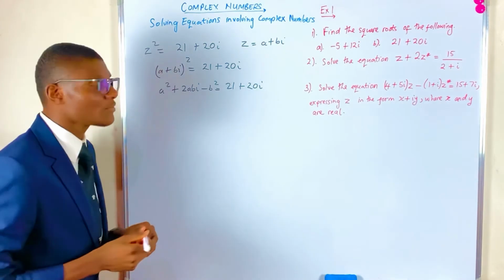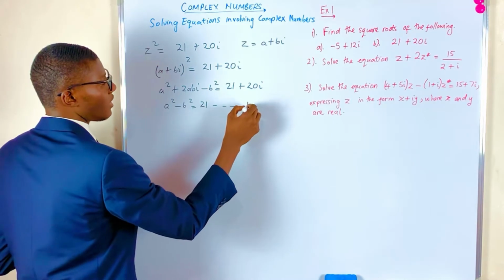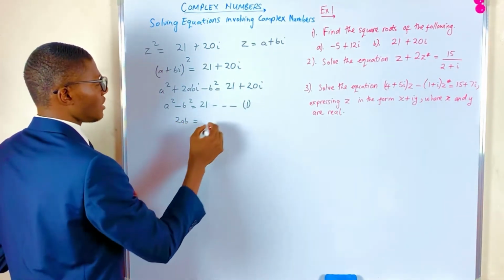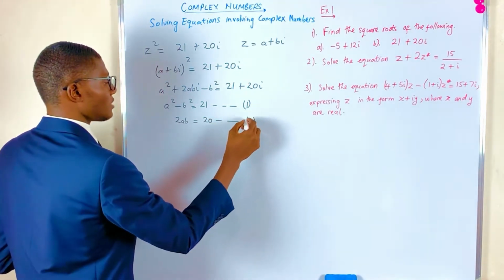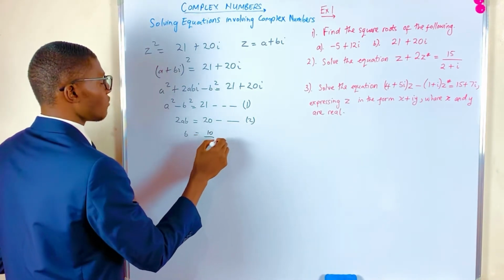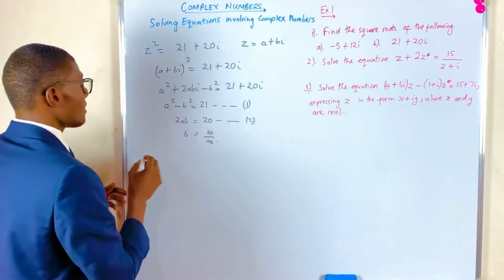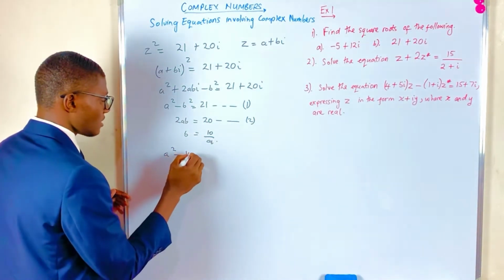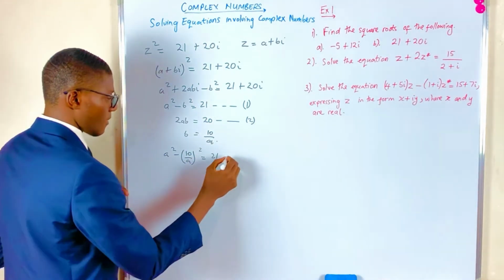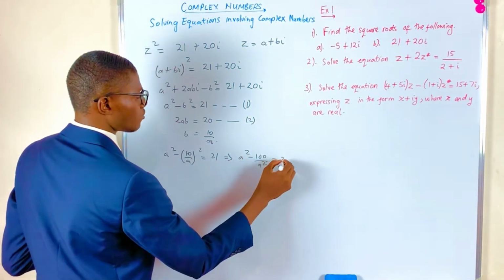Then equating the real part, we're saying a squared minus b squared is equal to 21. And then we say this is equation 1. Equation 2 would be 2ab being equal to 20, right? Then if we divide both sides by 2a, b would be equal to 10 over a. So from equation 1, in place of b, we're putting 10 over a, such that we've got a squared minus (10 over a) squared to give us 21. And this will imply that a squared minus 100 over a squared is equal to 21.